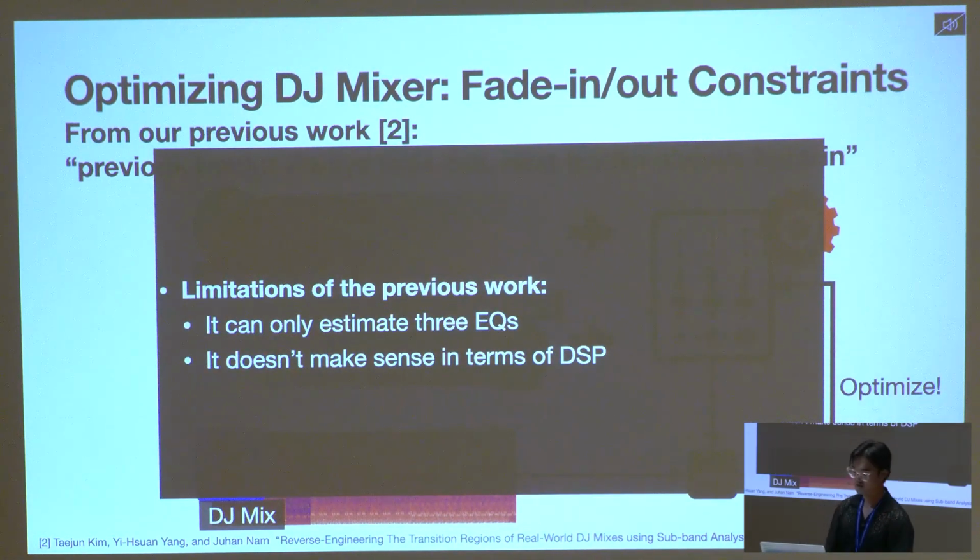But our previous work has a limitation that it can only estimate 3 EQs without faders, because if you include the fader and EQ, it's not a convex form, so it's unable to be optimized. And actually, I didn't know much about DSP at that point, so it doesn't make sense in terms of DSP. So I studied DSP, but still I don't know much.